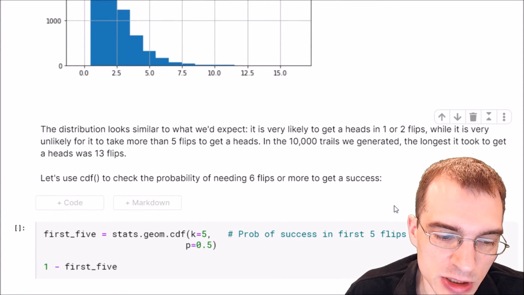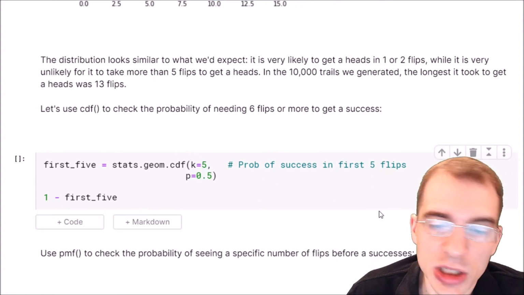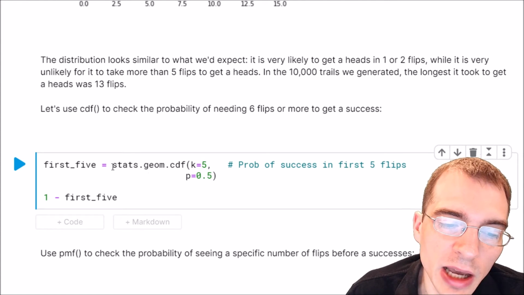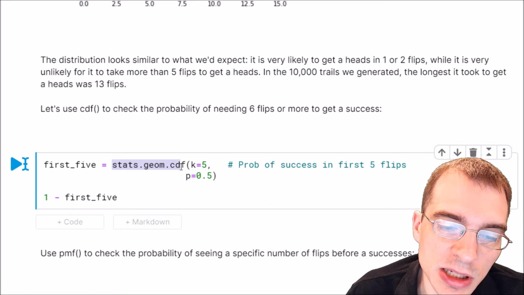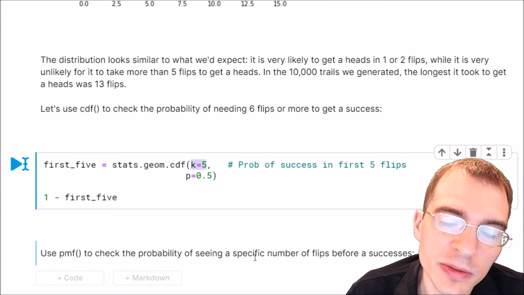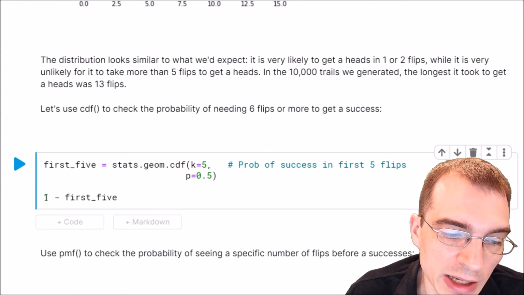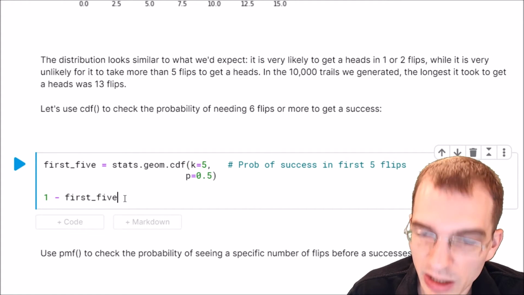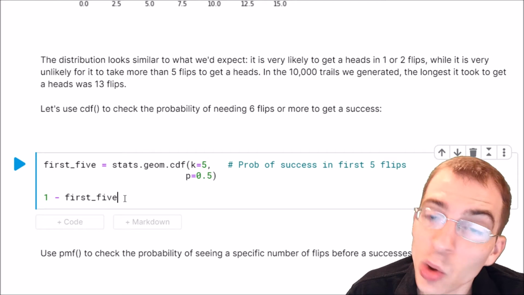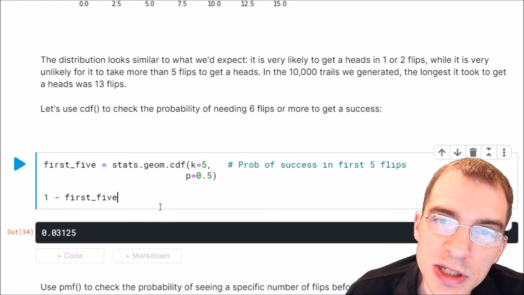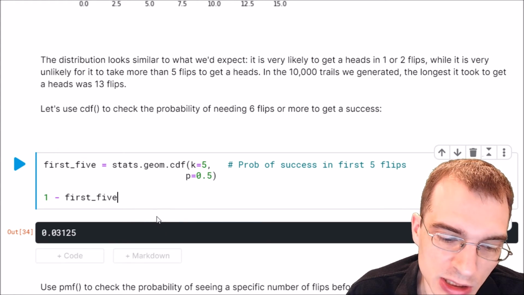So we could, for instance, use .cdf to check the probability of getting a success within the first 5 flips. To do that, we could say stats.geom.cdf, k-value equals 5. Again, the parameter for probability, we're going to do a fair coin. So this is showing us the probability of getting a success in the first 5 flips. And if we take 1 minus this value, it's basically the inverse of that: the probability of needing more than 5 flips to get a success. So only about 3.1% of the time does it take more than 5 flips to get a success.